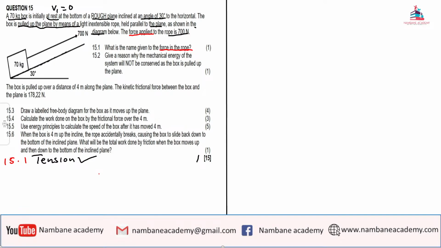At 15.2, give a reason why the mechanical energy of the system will not be conserved as the box is pulled up the plane. It's very easy. We said for mechanical energy to be conserved, we don't have to have friction. So in this instance, the examiner told us that this is a rough horizontal plane. So we have friction.